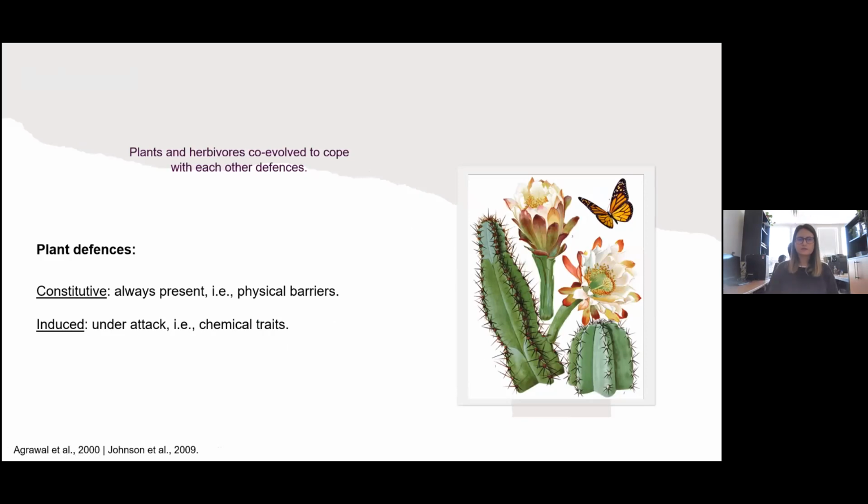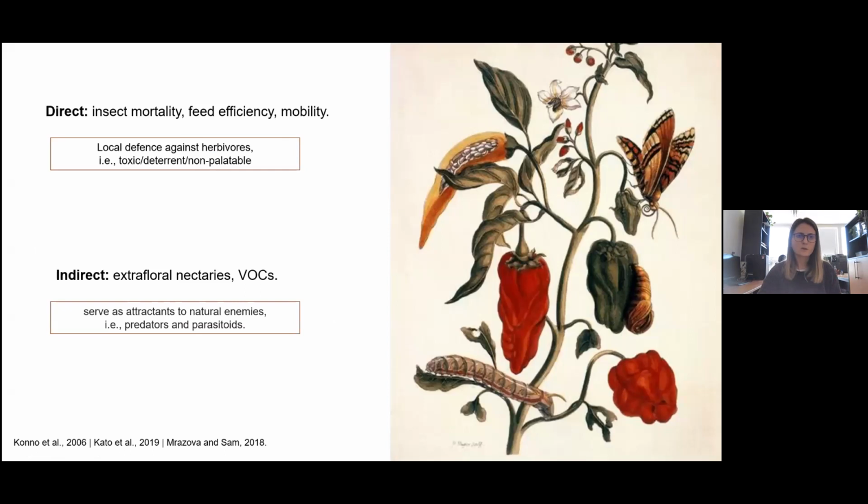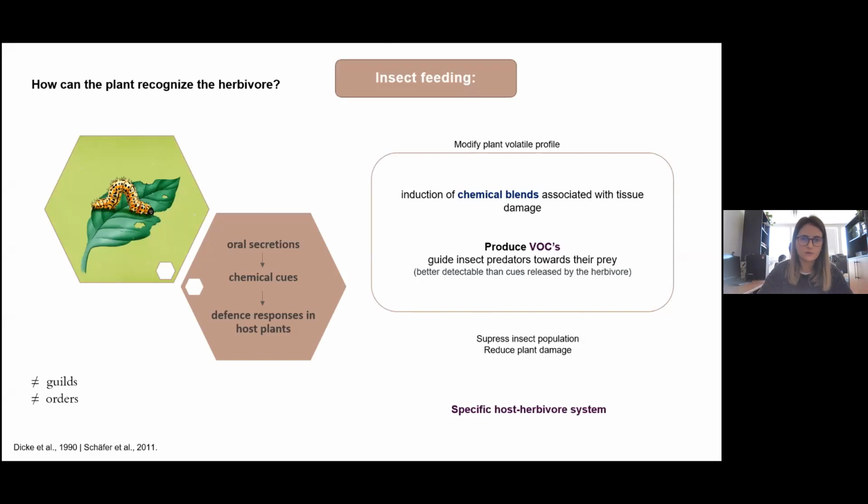Constitutive plant defenses are those that are always present and they are mostly physical barriers, and induced defenses, on the other hand, are those that are upregulated under herbivore attack, and they will cause chemical changes mostly in the plant. We can also categorize plant defenses as direct and indirect defenses. The direct defenses are those that will have a local effect on the herbivore. They will be toxic or deterrent or will make the plant non-palatable to the herbivore. While the indirect defenses are extrafloral nectaries or volatile organic compounds that can serve as attractants to natural enemies of the herbivore, such as predators and parasitoids.